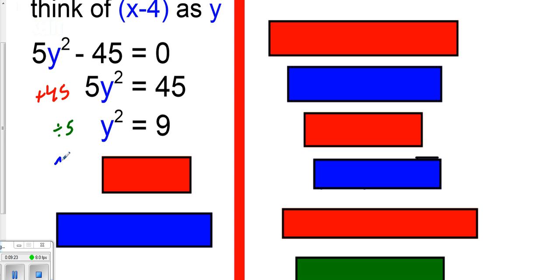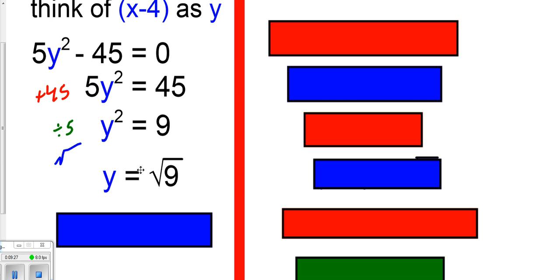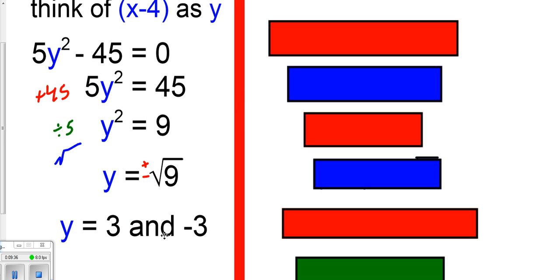Next step is to take the square root of both sides. When we do that, we get y equals the square root of 9. Don't forget that would be positive or negative. And in the end then, that means that y would be 3 or negative 3. Those would be our two possible solutions for y.